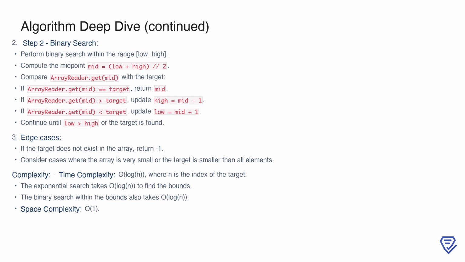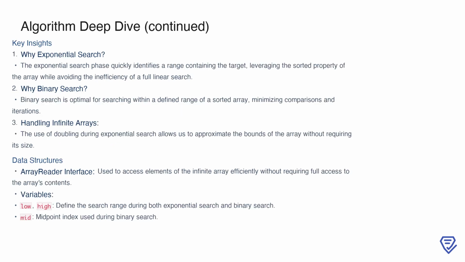The combined time complexity for this method is O(log n), where n is the index of the target. The exponential search phase takes O(log n) to find the bounds, and the binary search within the bounds also takes O(log n). The space complexity remains O(1), as we only use a few variables to track the search range. The combination of exponential search and binary search is key to solving this problem efficiently.